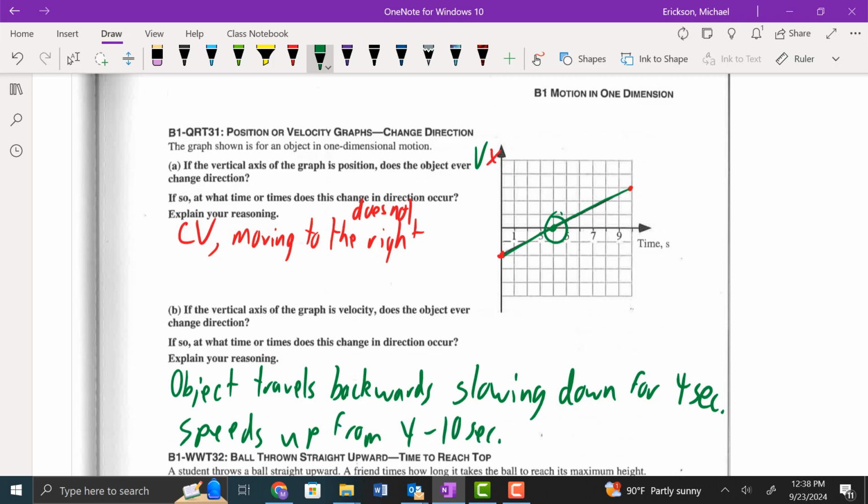At 4 seconds, it's not moving. And at 4 seconds, that's when it changes direction. Now, just to be clear, you are accelerating even though you stop here. Acceleration, you need a change in velocity. You're accelerating the same amount each time. Even though you stop and you change direction, you're still accelerating. At some point you have to not move in order to change direction, so that's what that's showing.